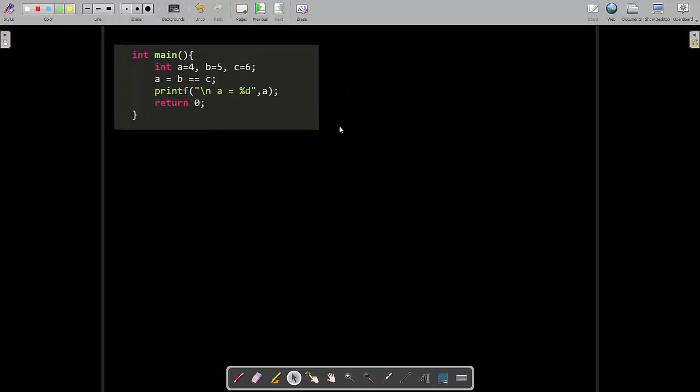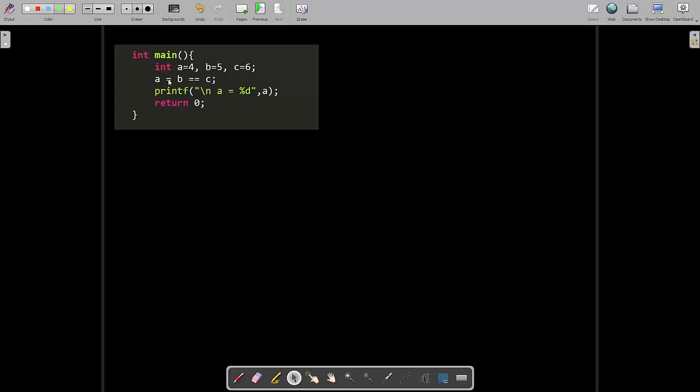So in this again, now we have another type of problem. Here we have three values: a equal to 4, b equal to 5, and c equal to 6, and then we have an expression. Now look at this over here. Here we have a equal to b equal to c. We have to identify what operation is going to be performed first. Here the precedence comes into the picture.